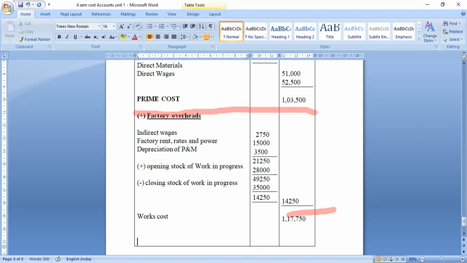After this heading, next we'll go to the next one, that is office overheads. Okay, so now office overheads, we'll see what are all the expenses related to office. Whatever is related to the office, only that we will take here. So what comes under office, let us go to the problem and see.